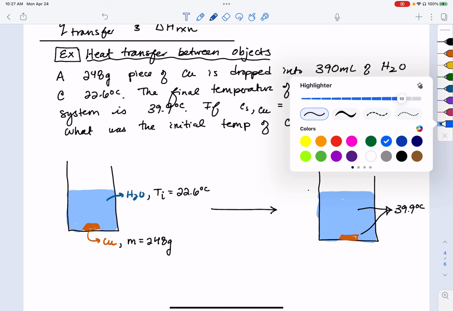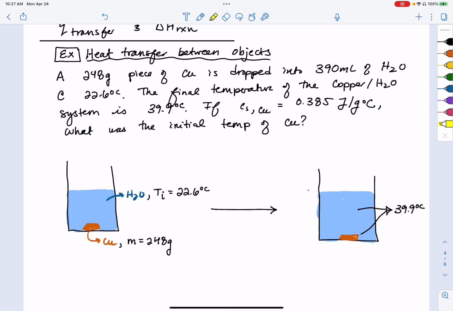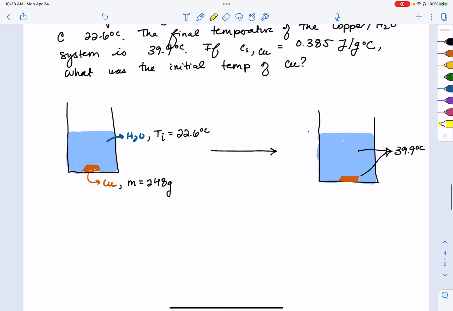So now let's get into the meat of the question. What is the question actually asking us? If the specific heat capacity of copper is 0.385 joules per gram degree Celsius, so I'm going to go ahead and write this here, what is the initial temperature of the copper?